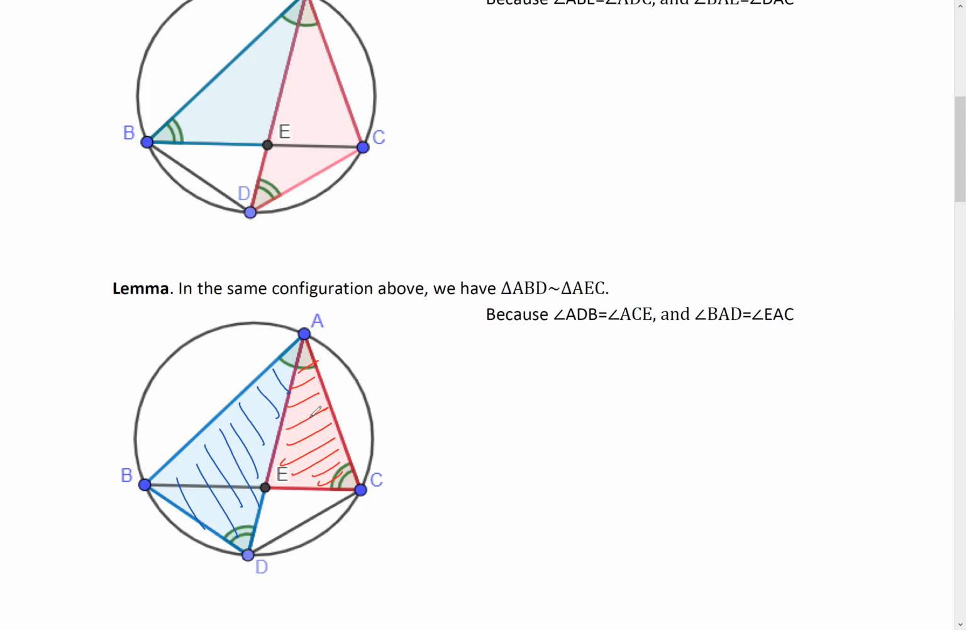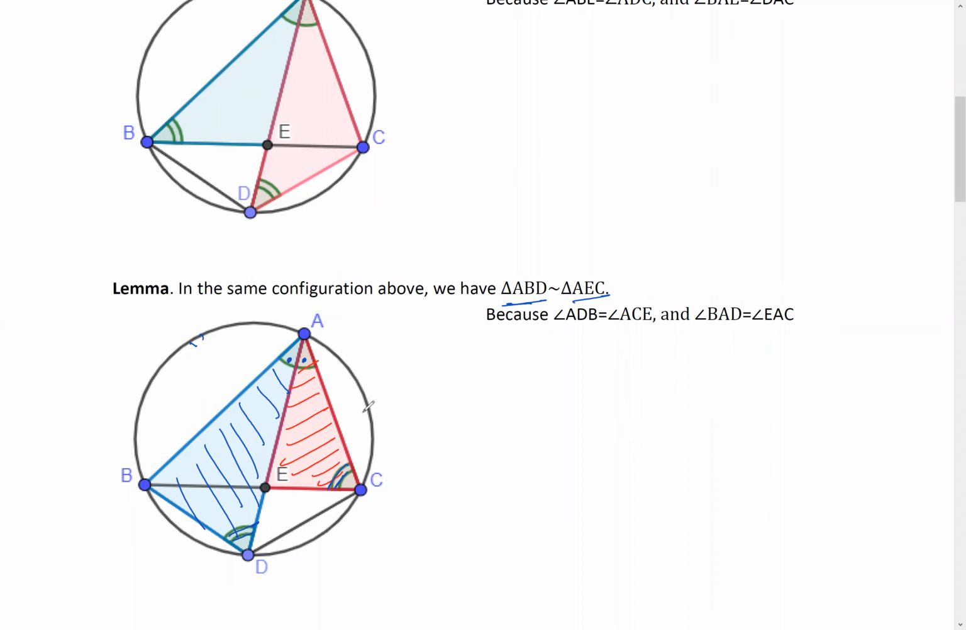And the proof is very simple, very similar. This angle equals this, angle bisector. And then this angle equals this because they're both the inscribed angle of arc AB, facing this arc. So we have triangle ABD similar to triangle AEC.